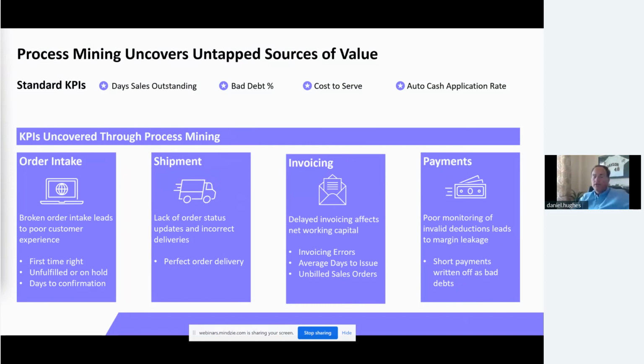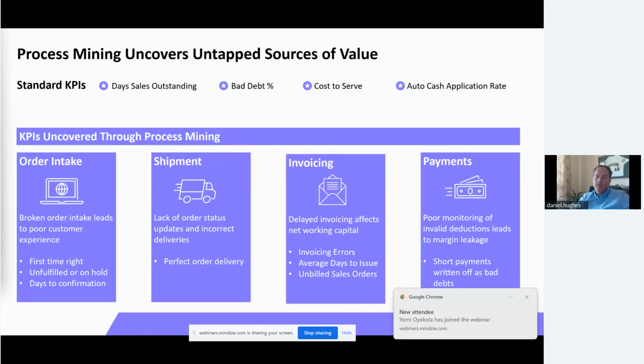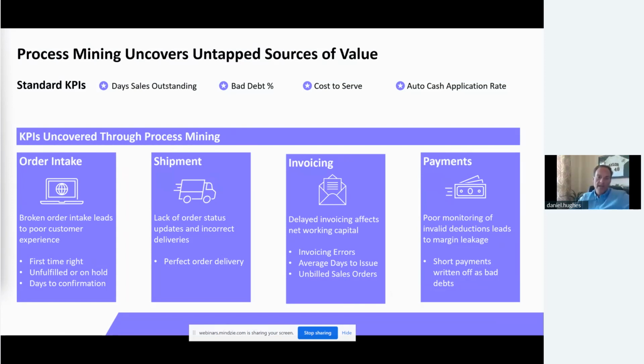Invoicing errors or average days to issue or unbilled sales orders, right? Every day that you don't invoice your customer is potentially a day that you're not going to be able to collect, right? It's another day of day sales outstanding that you're not collecting from your customer, which is reducing your working capital. And then payments, right? Are you writing off short payments as bad debt? And can you identify potential customers that are short paying and go and collect for them or renegotiate your payment terms? All of those are areas of revenue leakage that process mining can help you uncover in your order to cash process.